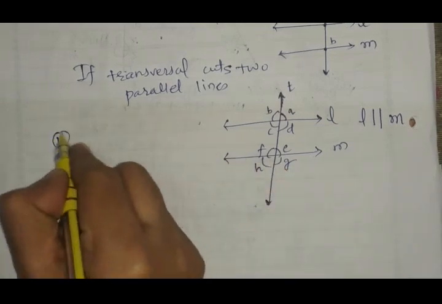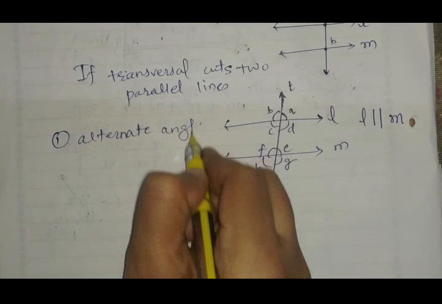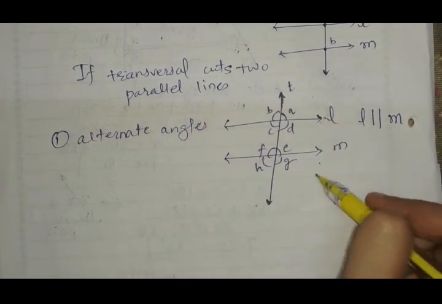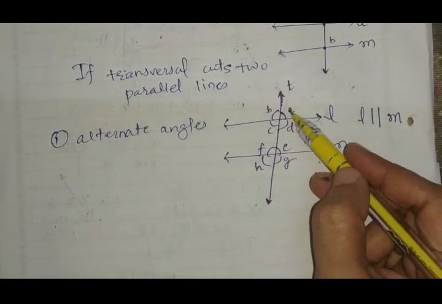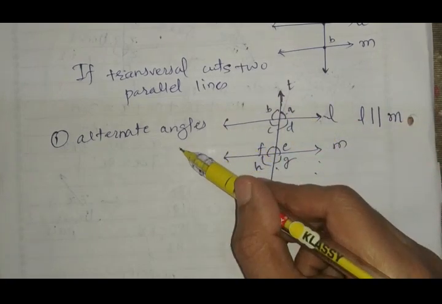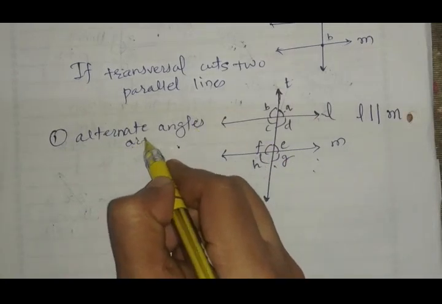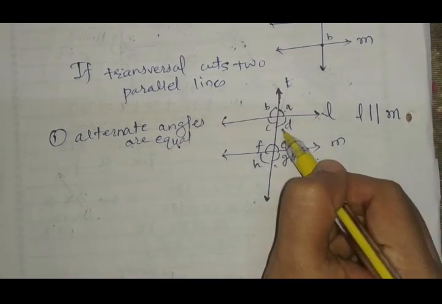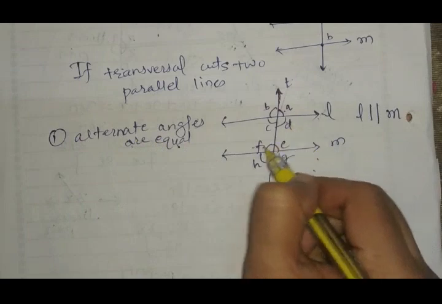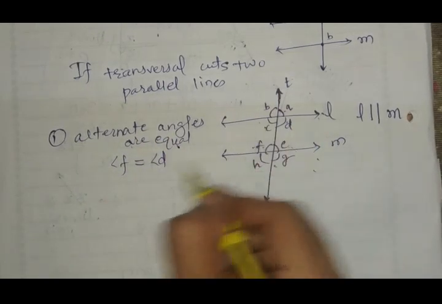So first we are having alternate angles. If the lines are parallel and a transversal cuts it at different points, then some special pairs of angles form here, which is first alternate angles. So alternate angles are going to be equal. If you see here, F and D, these are alternate angles, and their measures are equal. In the same way, E and C.